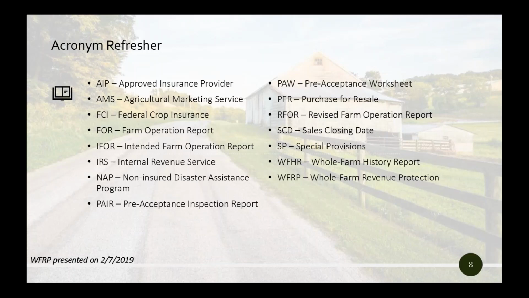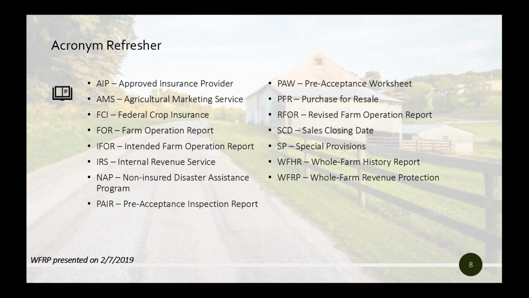Internal Revenue Service, we talked a little bit about the Schedule F tax forms and their role in this product, and some various other things here. Purchase for resale is something we didn't spend a lot of time on, but those are the commodities that maybe for a direct marketer you need to purchase, maybe some cucumbers or whatever to fill out your fruit stand, your vegetable stand, because you don't actually grow those yourself, but you want to offer a wide range of products for your customers. Sales closing date, that's the date that you need to have all of the documentation submitted, your application, your intended farm operation report, etc.